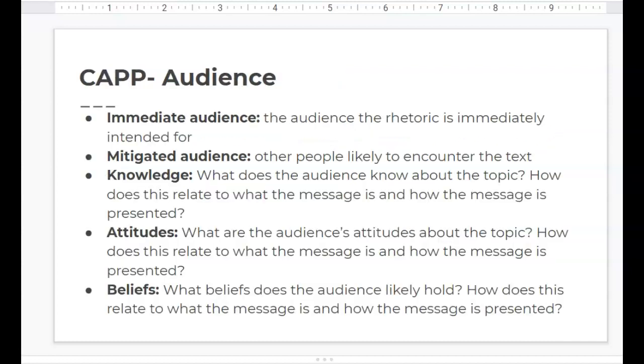Now let's look at the A. A is for audience. So there is an immediate audience, which it's immediately intended for. For example, in the Malala speech, all of those who were there that day when she delivered the speech would be the immediate audience, and the mitigated audience are other people who would likely hear that speech. So for you, you would be that example, other people who might want to know more about it. You're going to consider the knowledge of the audience, the attitudes of the audience, and the beliefs of that audience, and how that affects the message.